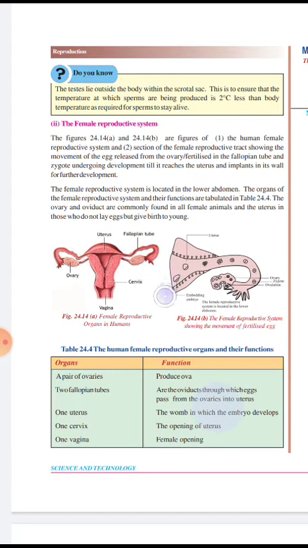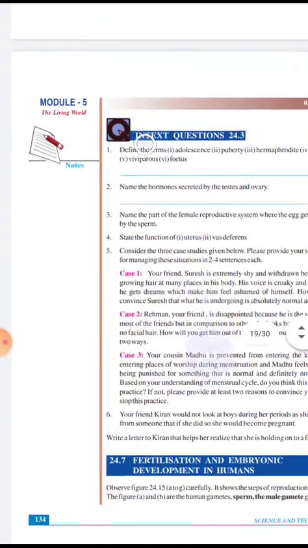And here you have the uterus, and its function is to be the womb in which the embryo develops. The cervix is the opening of the uterus, and the vagina is the female opening. Okay, so this is about the female organ.